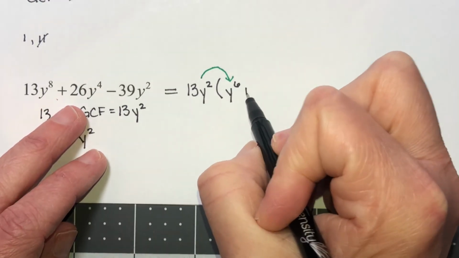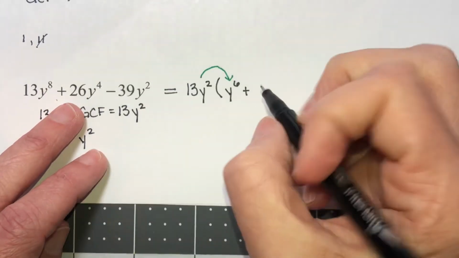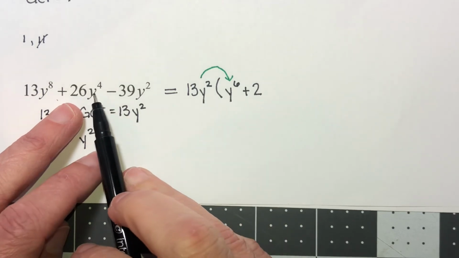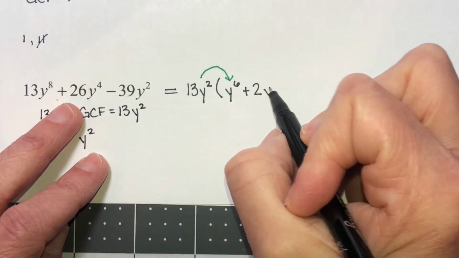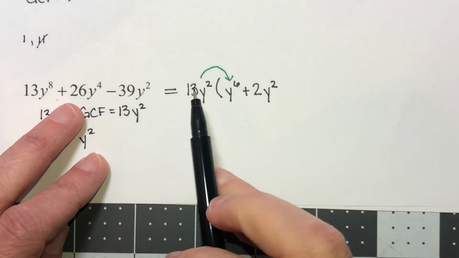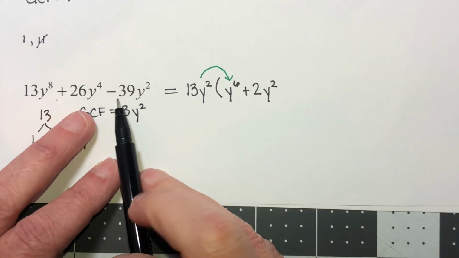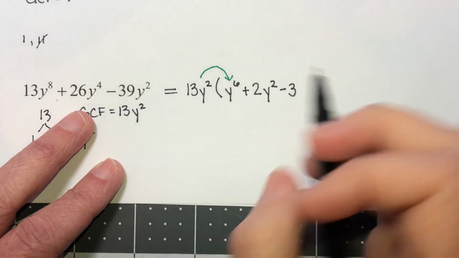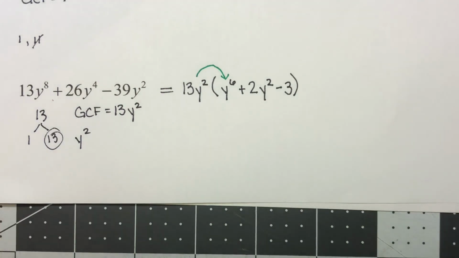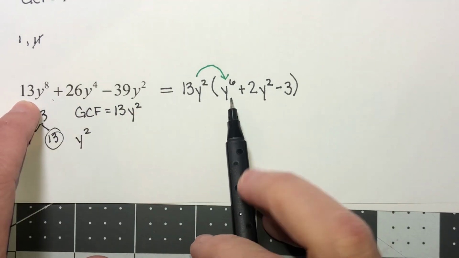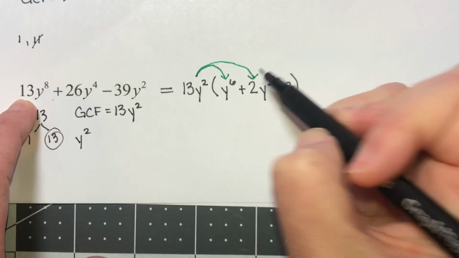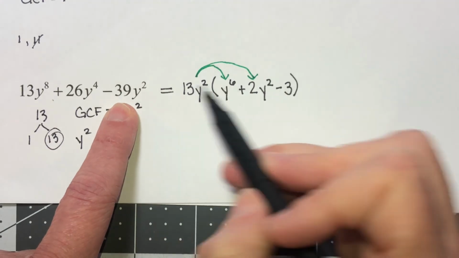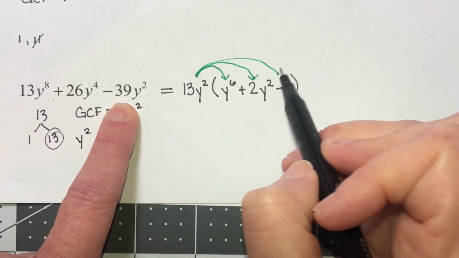Okay, plus, we said that 13 divides into 26 2 times. We saw that check. Y squared needs to become y to the 4th, so I need 2 more y's. Okay. 13 needs to become negative 39, so it's going to be negative 3. I need a y squared already. I already have it. Now think about distribution. This times this gives me this. If I multiply those two, I do get this. And here, 13, I get the negative 39y squared. So that is my answer.